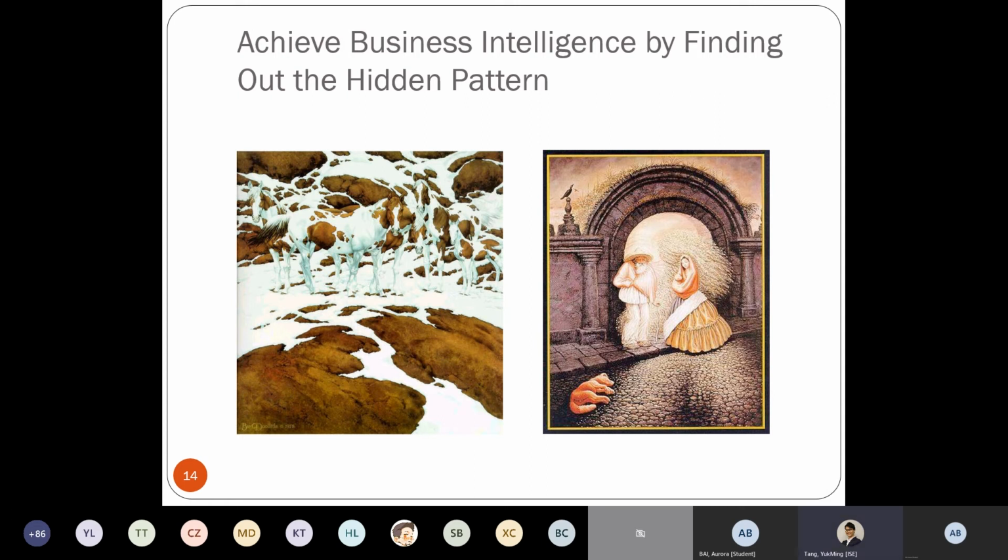Okay, let me count how many animals and people in the figures on the right hand side. Okay, this is 1. Okay, 2, and this is Nick, right? 3. Okay, 3 animals. Okay, how many people? 1, 2, 3, 4, 5. Right, there should have 5 people and 3 animals.